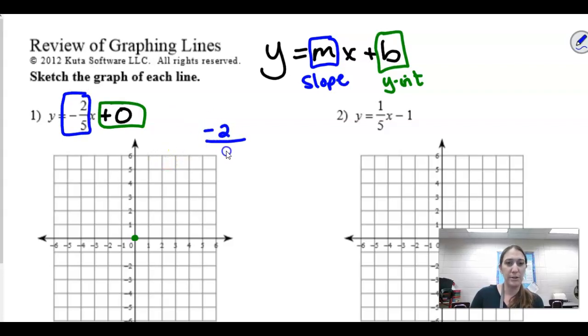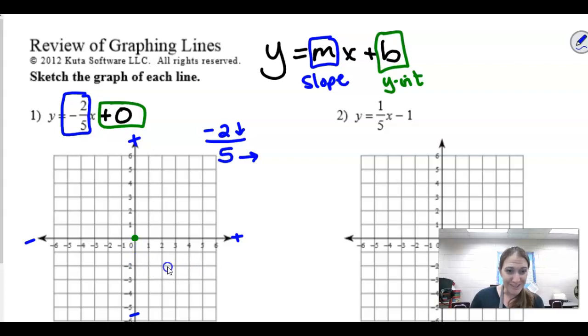Slope is rise compared to run. So if you think about rising negative 2, that means you can move down 2, and then running positive 5 would be to the right 5. So just a reminder about your directions. Moving right is positive, moving up is positive, moving left or moving down are negative movements. So, like I said, we're going to move down 2 and then right 5.